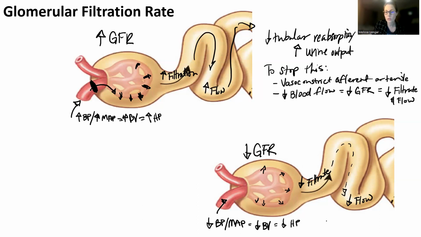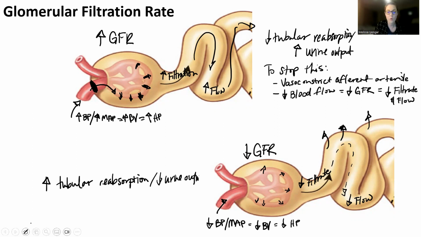And as a result, now we can think about the fact that we're going to have an increase in tubular reabsorption. And because you have an increase in tubular reabsorption, you're pulling way more stuff out of the proximal convoluted tubule, out of the distal convoluted tubule. Essentially what that means is you're going to have a decrease in urine output.